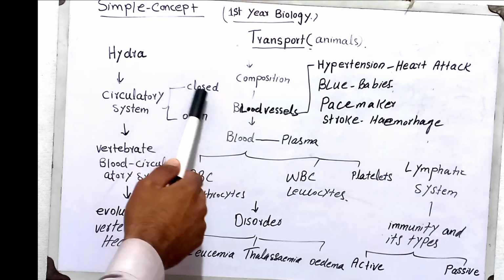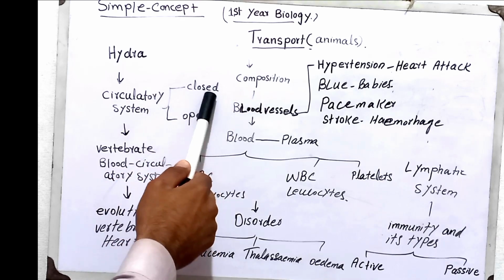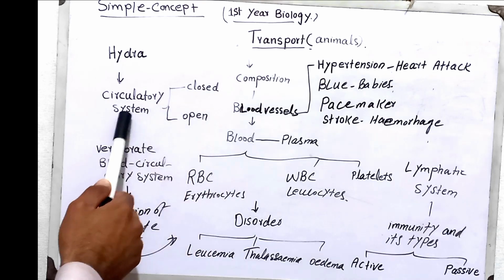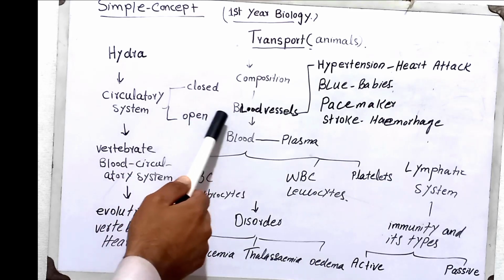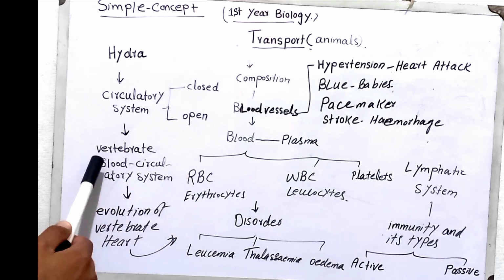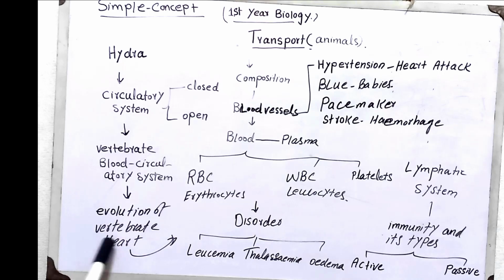For example, humans contain a closed circulatory system, which means that blood runs inside the blood vessels. But in an open circulatory system, blood does not run in blood vessels but surrounds the body. For example, the vertebrate blood circulatory system, the evolution of the vertebrate heart. Fishes, for example, such as chondrichthyes and osteichthyes, contain only a single-circuit heart with only two chambers, and this evolved from fishes to the mammals.